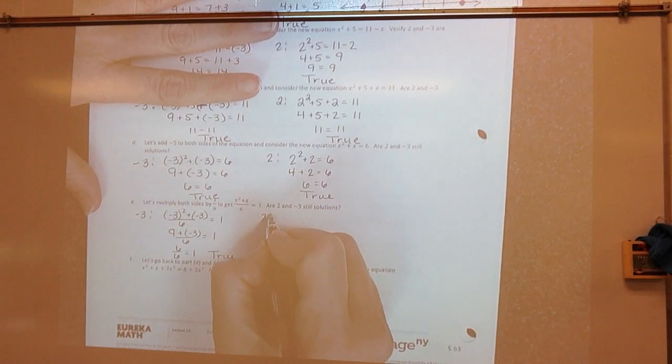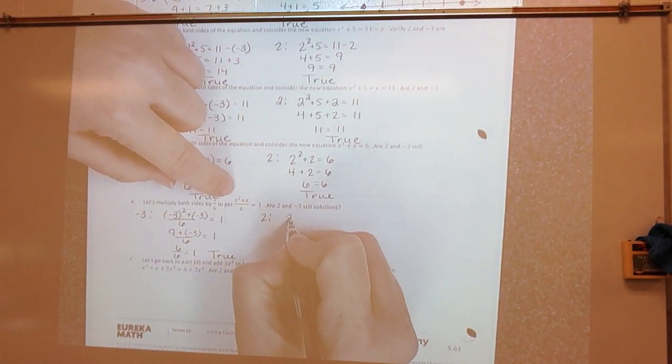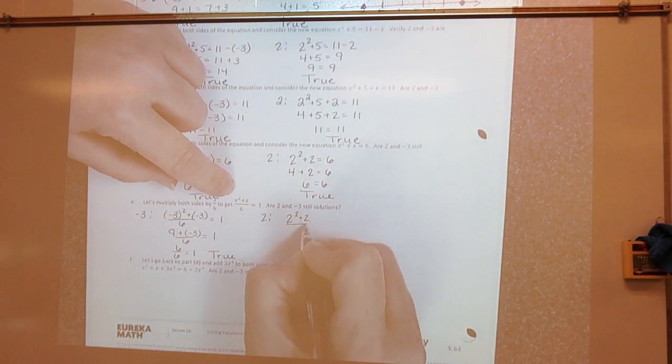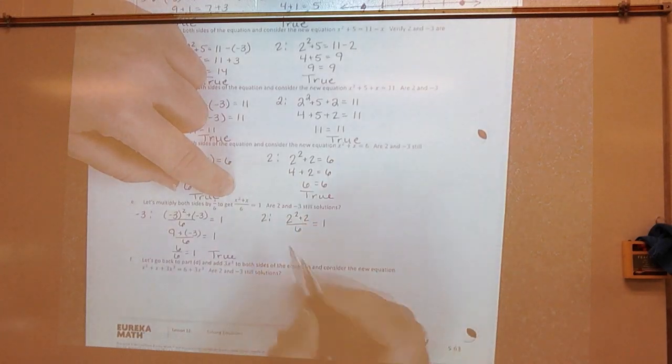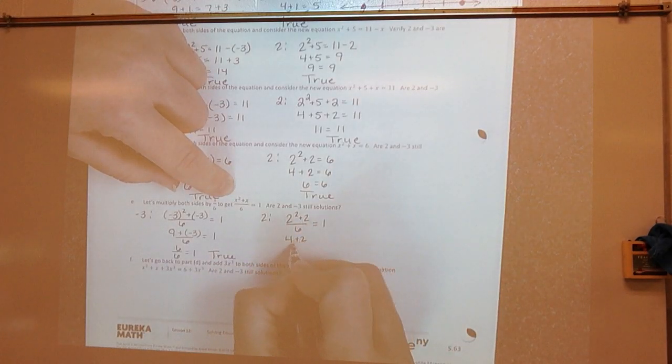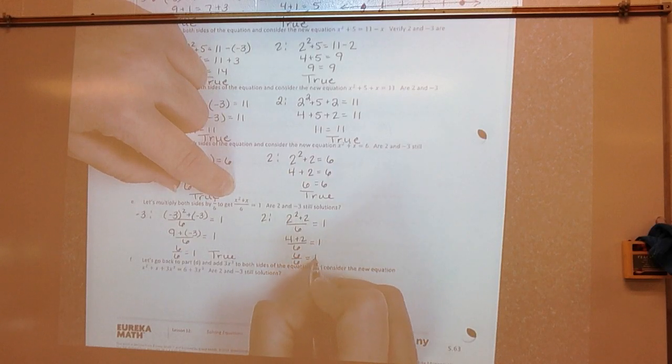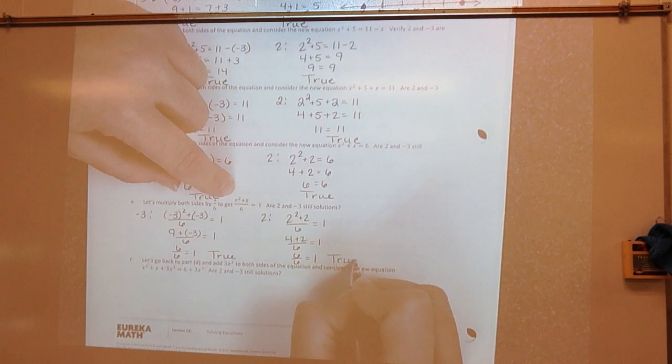Alright, 2. I get 2 squared plus 2 over 6 is equal to 1. So 4 plus 2 is over 6 is equal to 1. 6 over 6 is equal to 1. That is still true.